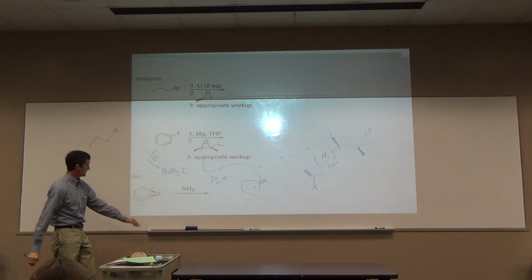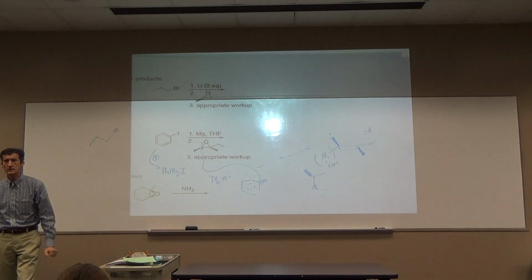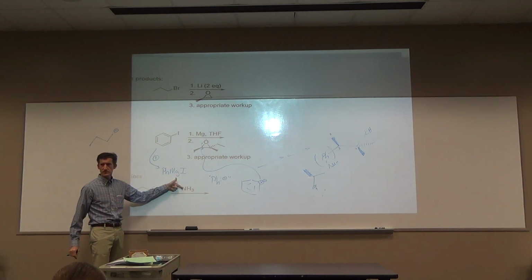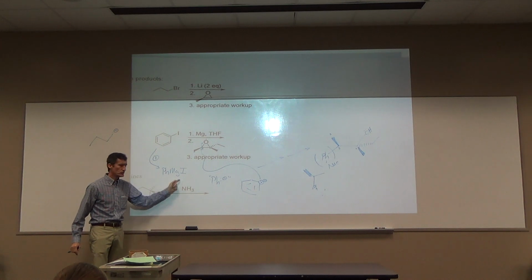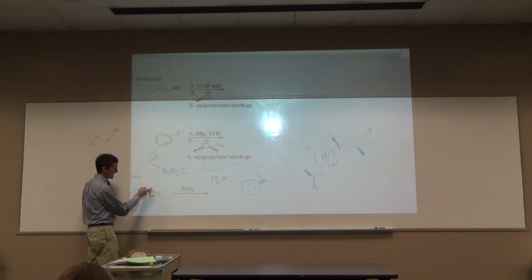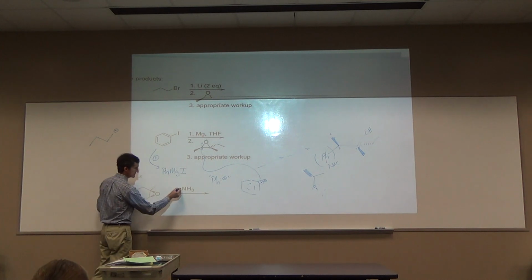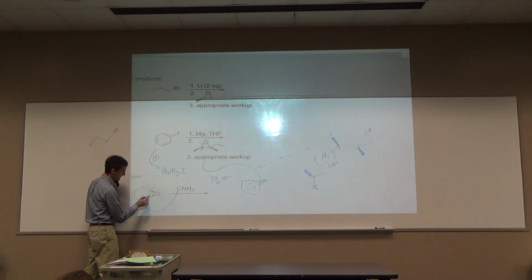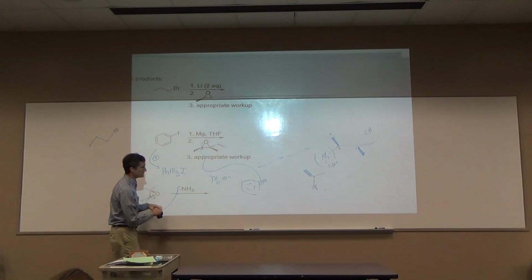Next reaction here. How about that epoxide with ammonia? Ammonia is an sp3 nitrogen. It can be considered a strong nucleophile. Okay, it's neutral. So let's see what the outcome here is. Which carbon is it going to attack, top or bottom? Bottom, right? Less sterically hindered, kick off the oxygen.